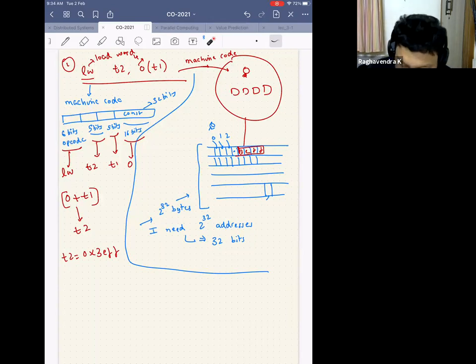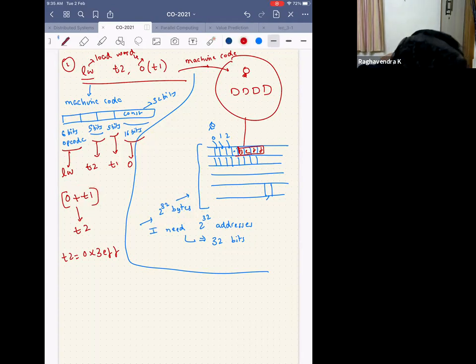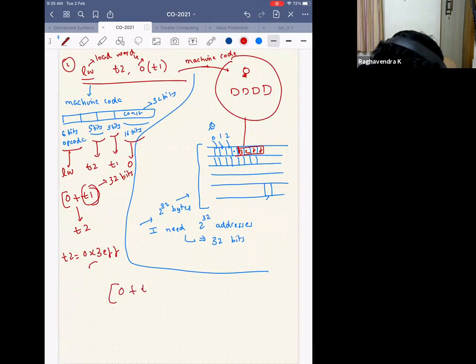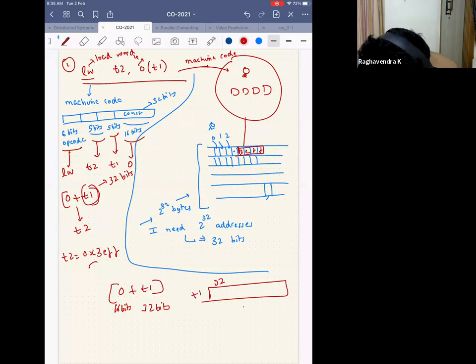Now the question was, since it's 16 bits, I should be able to access only 2 power 16, but I have 2 power 32 bytes. So how am I okay with it? You should not forget, as Debashi was saying, or somebody else also was saying, this register is 32 bits. So what am I doing? When I'm saying 0 plus T1, I have 32 bits for T1 and 16 bits as the constant. So these 32 bits are here. This is T1, and the 16 bits are here. This is the constant. So I add.